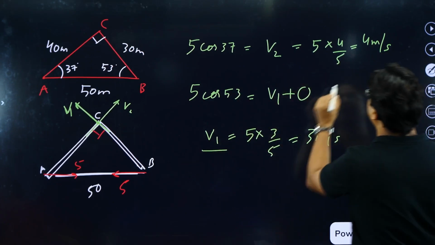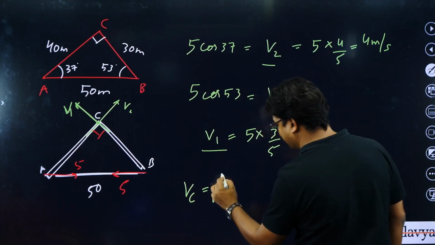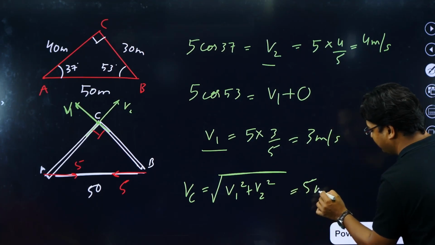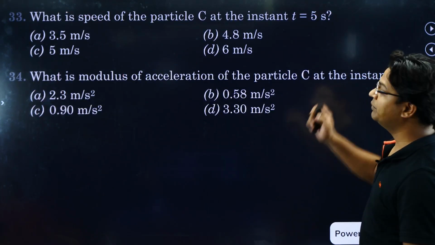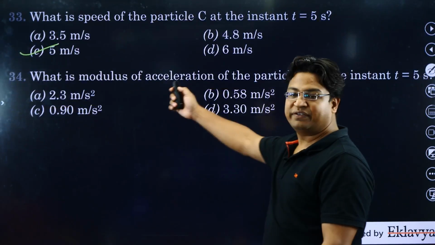Now you have the two rectangular components of velocity of C. Therefore, you can readily calculate VC as root of V1 square plus V2 square, which would be 5 meter per second. So the velocity of C at this moment would be 5 meter per second. So option C would be the correct answer. All right, getting this, everyone?